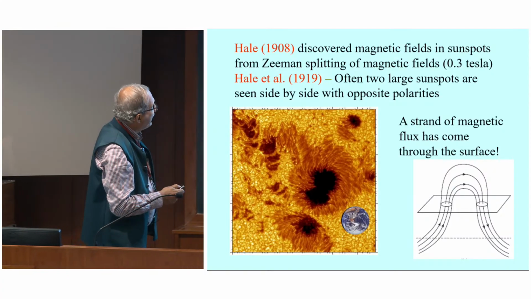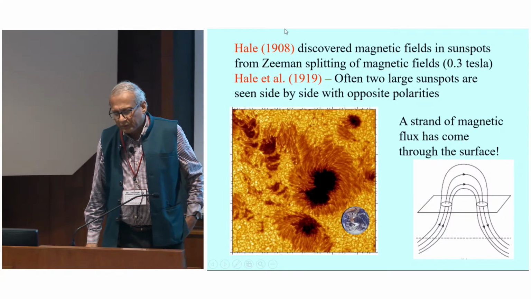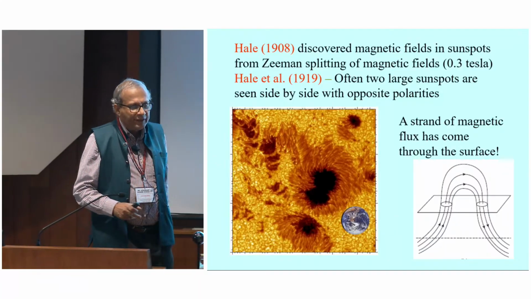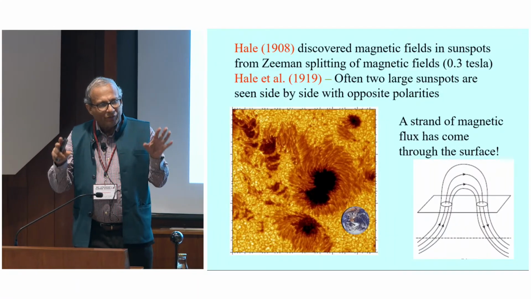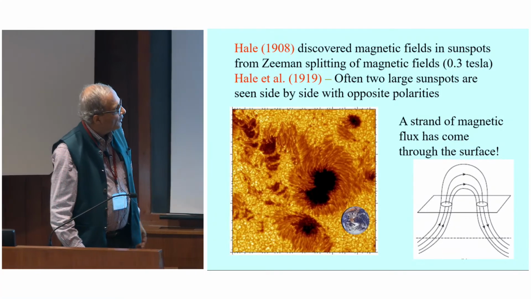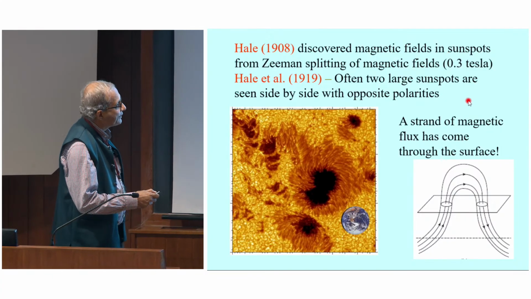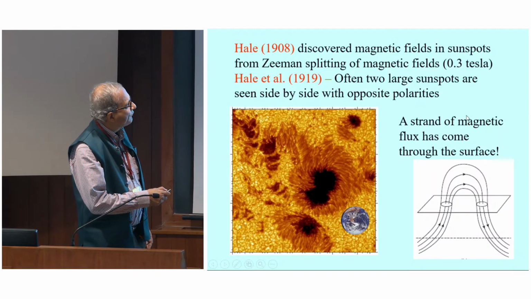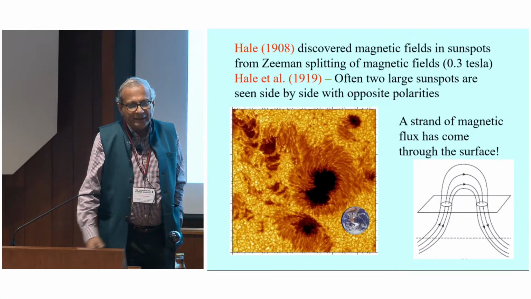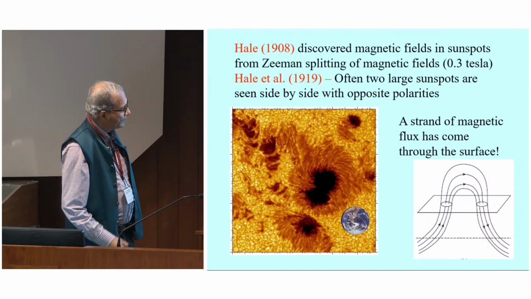Okay, it was in the year 1908 when the astronomer Hale took the spectrum of a large sunspot and found the evidence of Zeeman splitting. I suppose all of you have learned about the Zeeman effect in your college classes. So from the Zeeman splitting, Hale concluded that sunspots are regions of strong magnetic field of about 0.3 Tesla, approximately 5,000 times stronger than the magnetic field near geomagnetic poles.